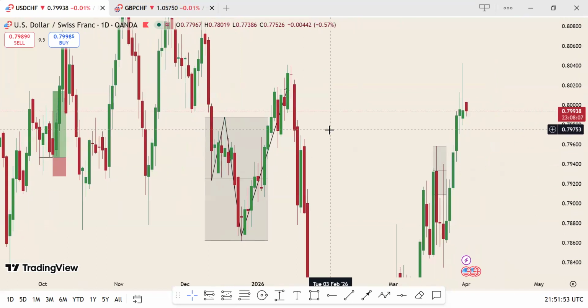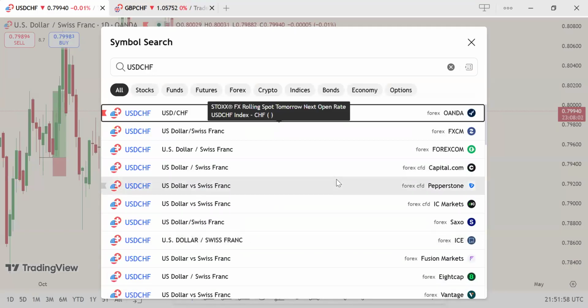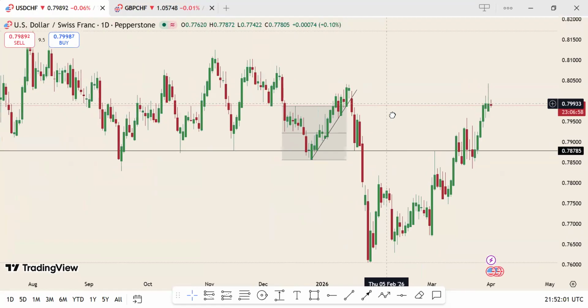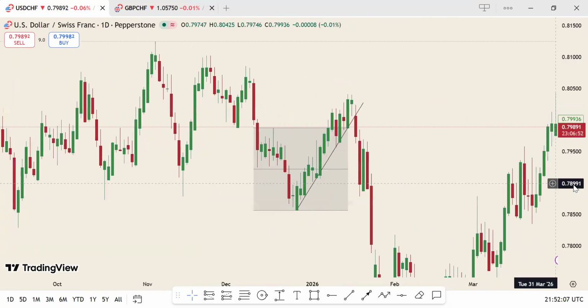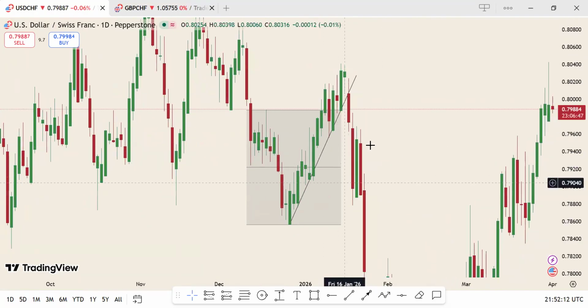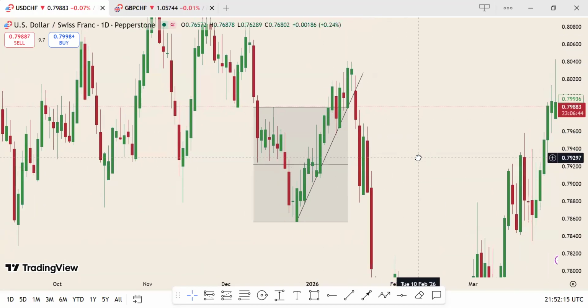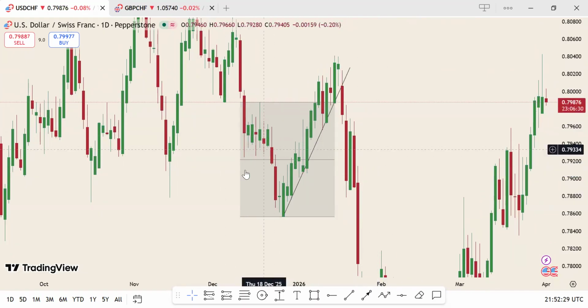Now I went to Pepperstone and searched USDCHF. I measured, and it's still even there since I studied it. Lo and behold, the sweep was not in the 50%. So that means whatever I was doing here was rubbish. Do you understand? So in the first place, this was an entire trap set up for me, and I was not even supposed to be engaging in this whole thing.